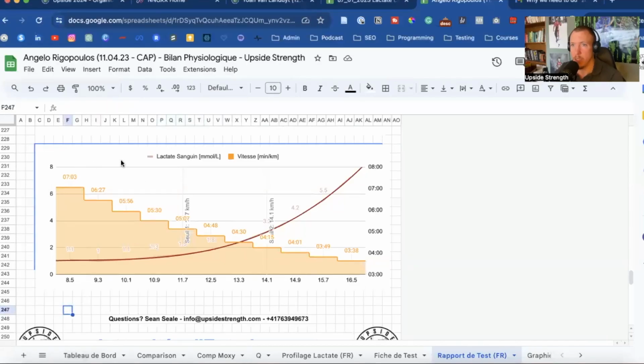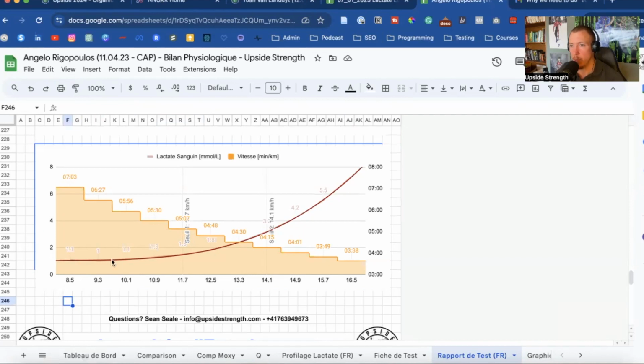So here we see his initial testing data, and that was his initial lactate curve from the first test. So we started a 4-1 protocol, starting at 8.5 kilometers an hour, increasing by 0.8 every step, 4 minutes of work, 1 minute of rest. The lactate was taken at the end of every work stage, 4-minute work stage.